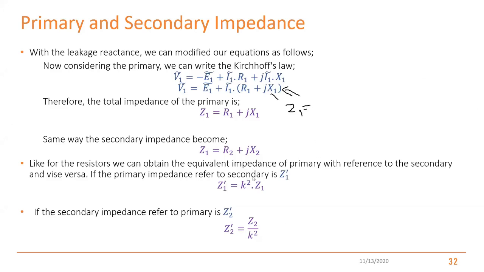Then if you are doing the other way, which means if you have some impedance in the primary and you convert it to the secondary point of view, then it becomes Z1 dash. It can be calculated by multiplying it by K squared. K is the transform ratio or turns ratio. If I write, K is N2 divided by N1, the ratio between the secondary winding and the primary winding.